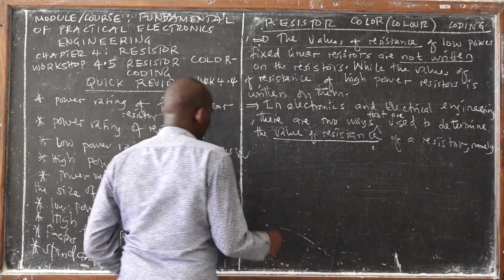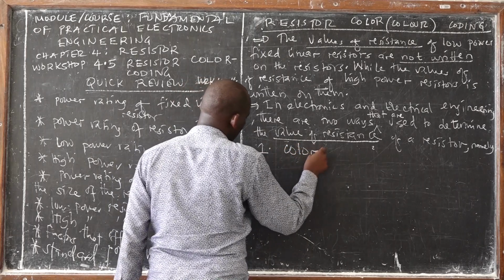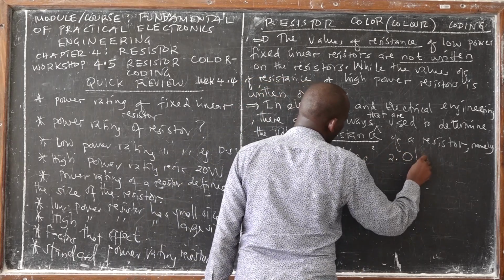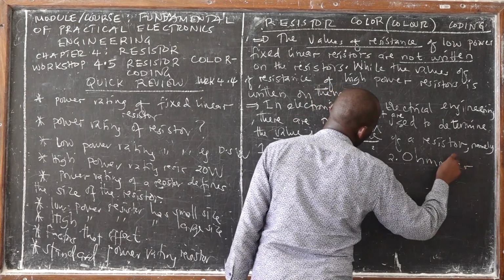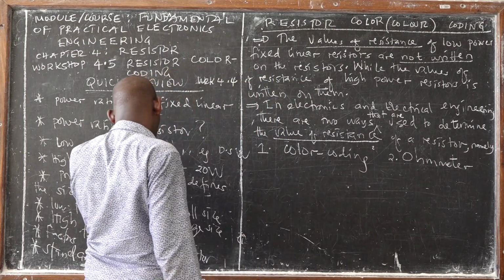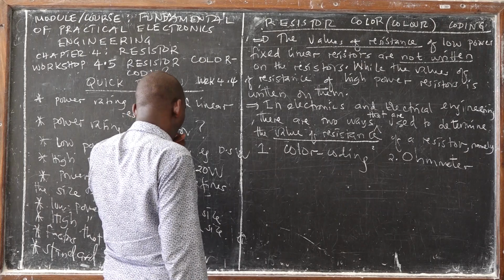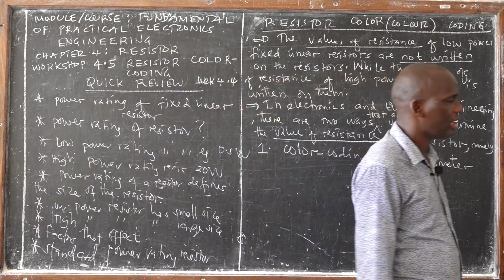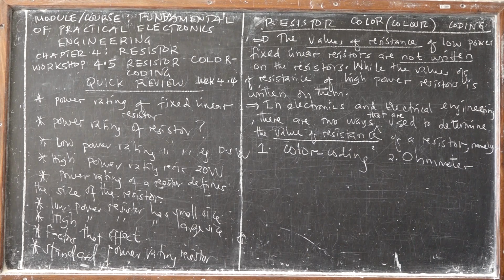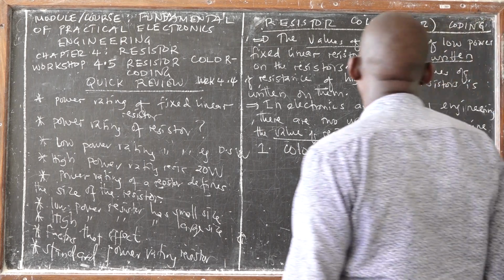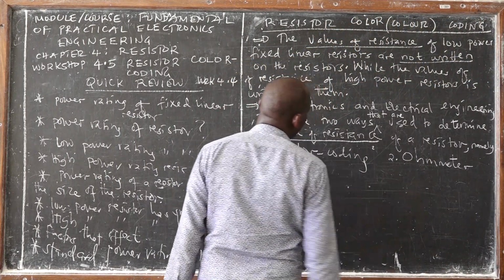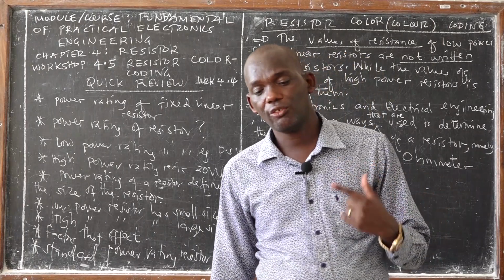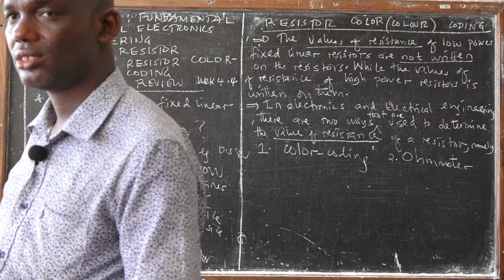Namely, we can determine the value of resistance by using color coding, or by using a measuring instrument. So these are the two ways that we can determine the value of low power fixed linear resistors. The first one by using what? Color coding. The second one by using what? So these are the methods used to determine the resistance of low power resistors. Are we together?